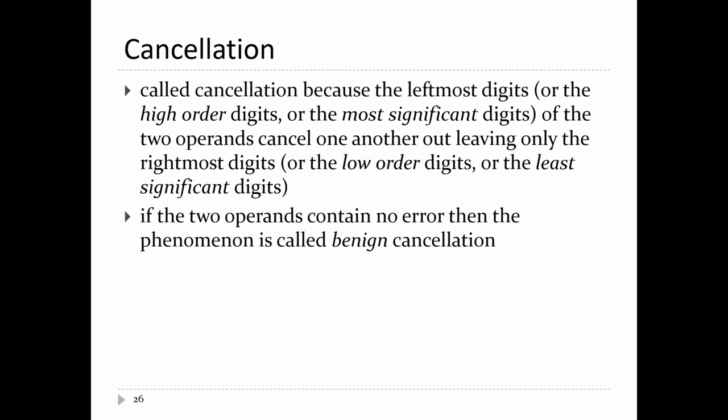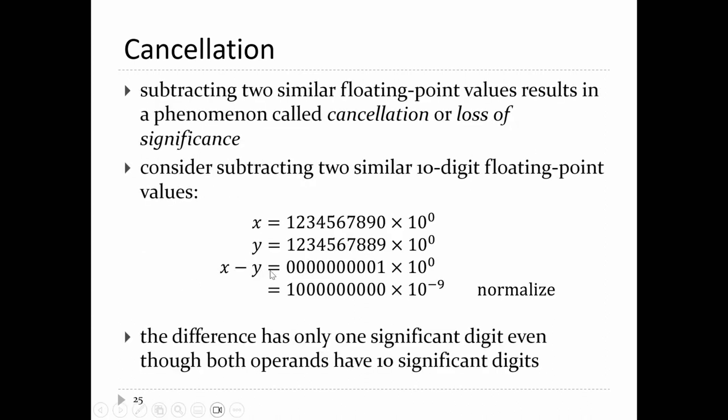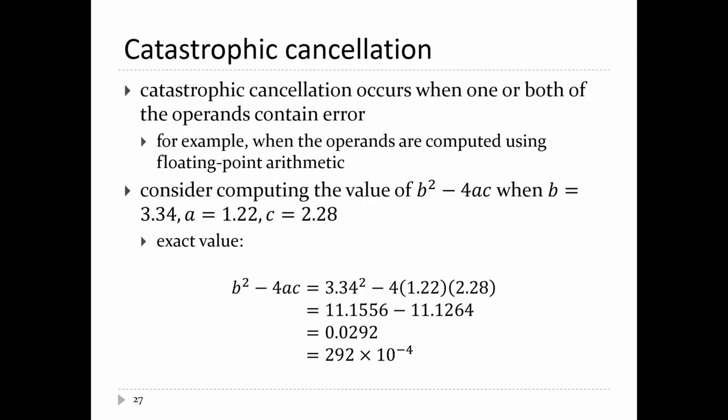Okay, so if the two numbers have no error, then you don't care. This is just how subtraction works. If there's no error in the numbers, then you get what's called benign cancellation. Yes, all my digits became zero, but the answer is still correct. But there's also something called catastrophic cancellation. Catastrophic cancellation occurs when you subtract two values that are close in magnitude, but one or both of the values contain some error.